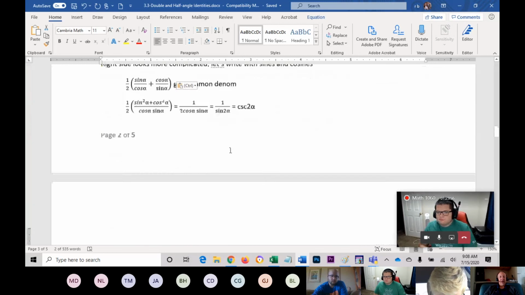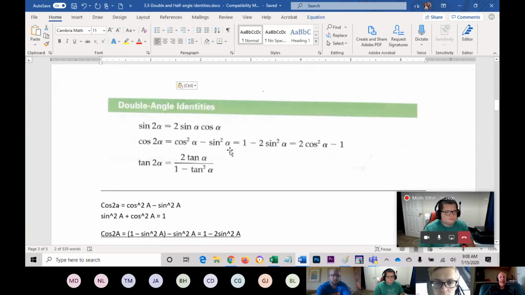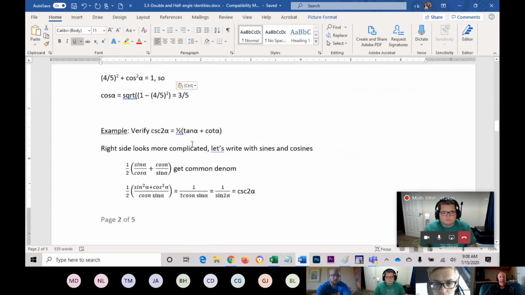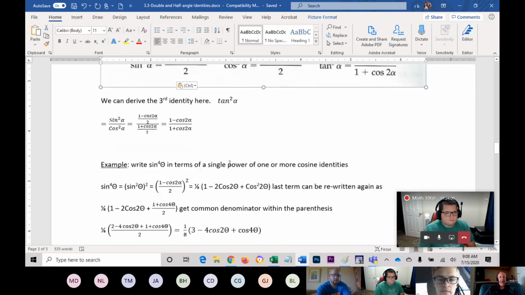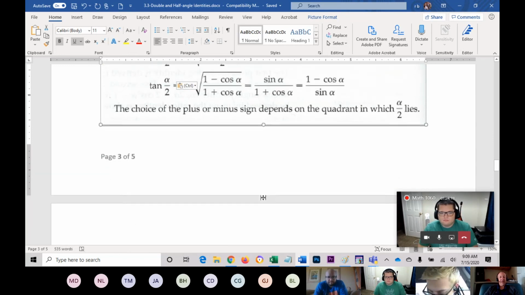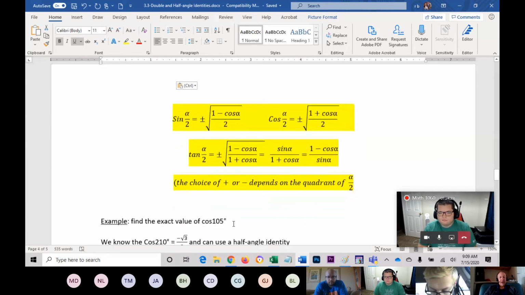So yeah, I know you guys don't have enough to memorize. Let's go back here. Okay, we've got our double angle identities to memorize. We've got our power reducing to memorize, and we have our half angle identities to memorize. So this is a tough class for memorization because we've got way too much to memorize. But anyway, that is what it is.